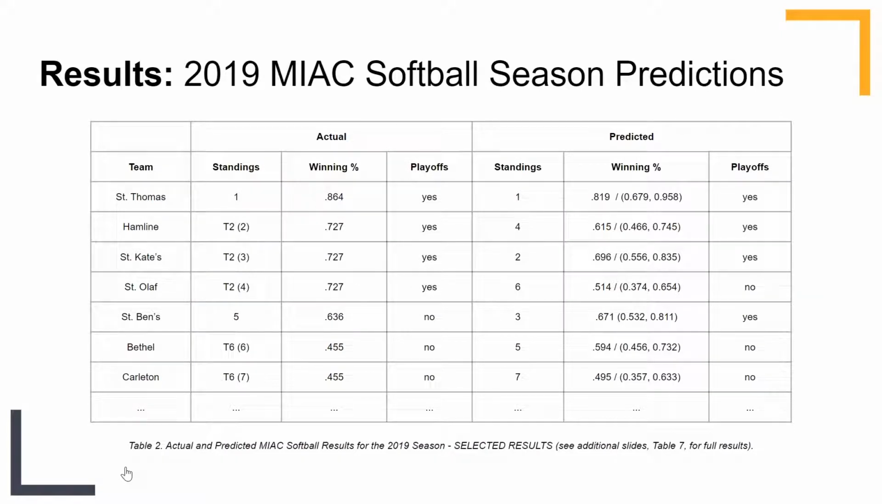We were able to use our multiple regression model to make predictions for the 2019 softball season, as summarized here for the top teams in the conference. One interesting thing to note between the actual and predicted results comes from looking at St. Olaf and St. Ben's. And I guess another piece of background information is that playoffs are set up such that the top 4 teams in the conference with the best winning percentage or the best record are the ones that qualify for playoffs.